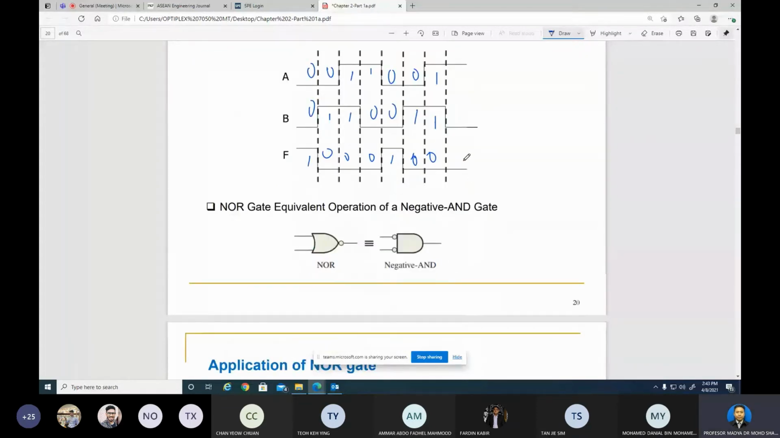The equivalent for the NOR gate is the negative AND gate. So this is the equivalent for the NOR gate.